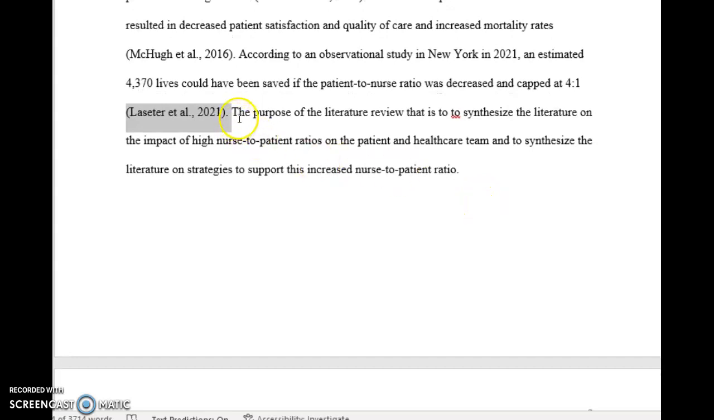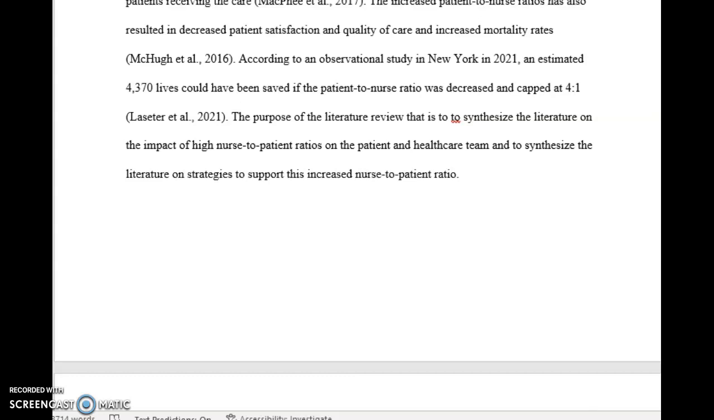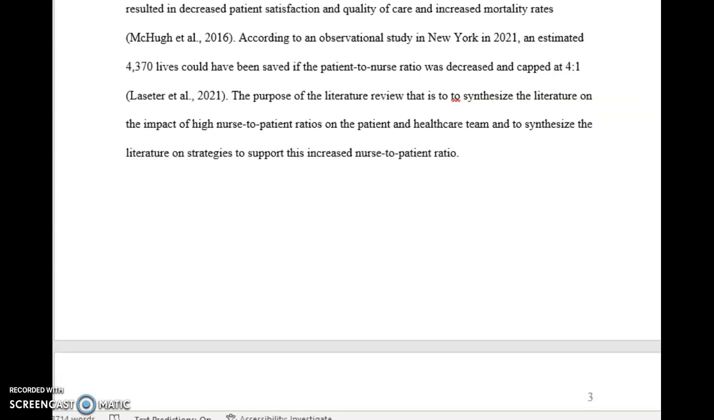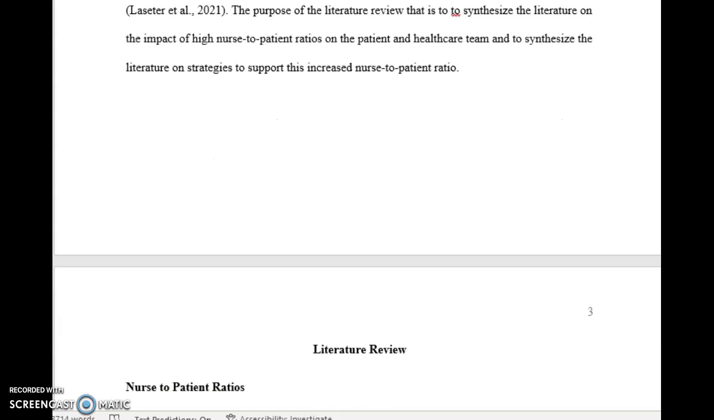Now, please note that the end of the introduction does conclude with the purpose of the literature review is to synthesize the literature on the impact of high nurse to patient ratios on the patient and healthcare team, and to synthesize the literature on strategies to support this increased nurse to patient ratio. So, again, we want to end our introduction with a purpose statement. And most typically, this is where you would place your PICO question.